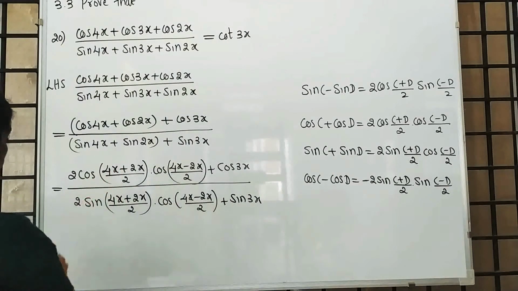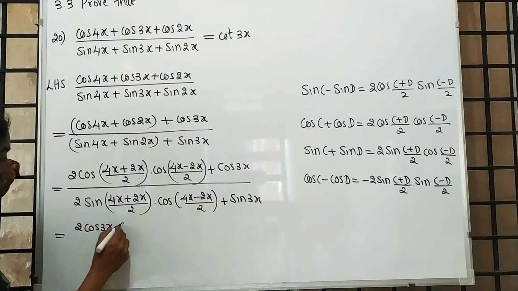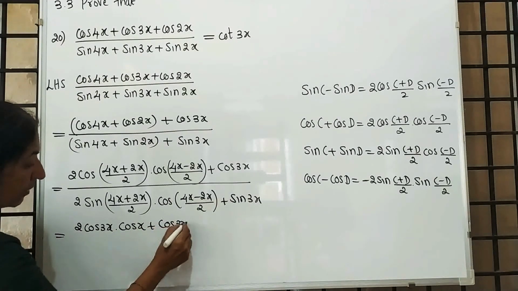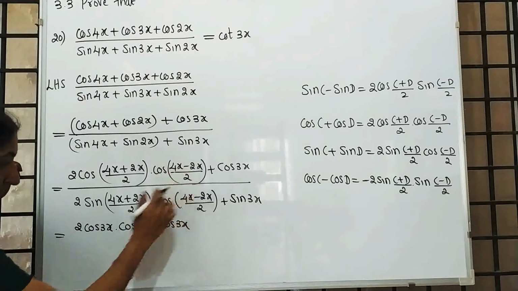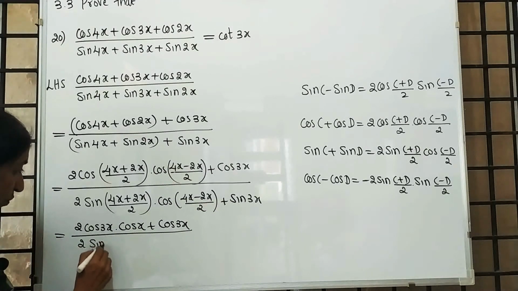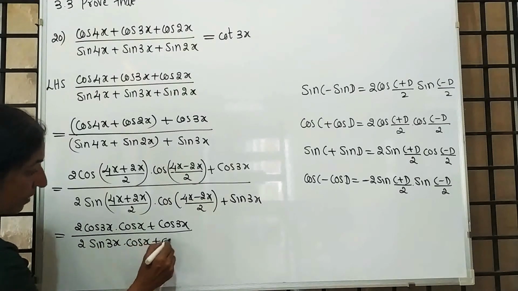4x plus 2x is 6x, 6 divided by 2 is 3: 2 cos 3x into cos x plus cos 3x. See, 4 minus 2 is 2, 2 divided by 2 is 1: divided by 2 sin 3x into cos x plus sin 3x.